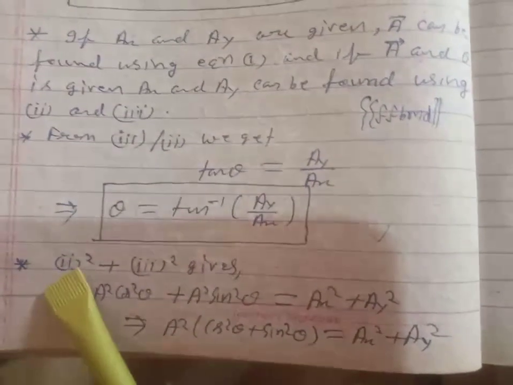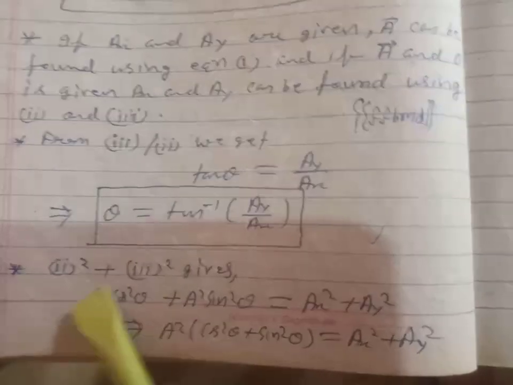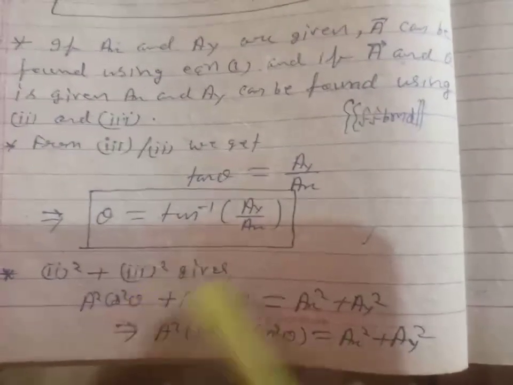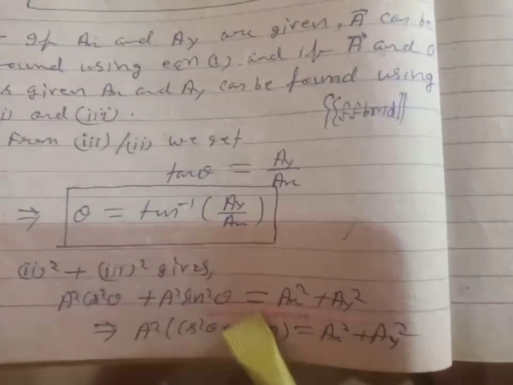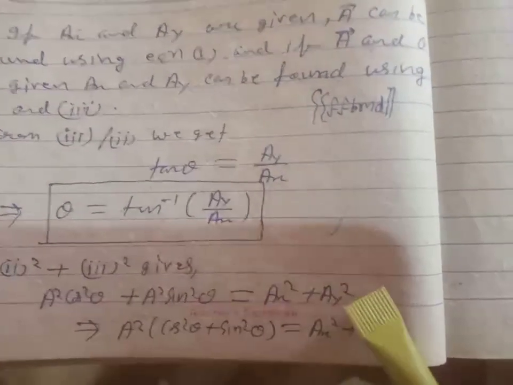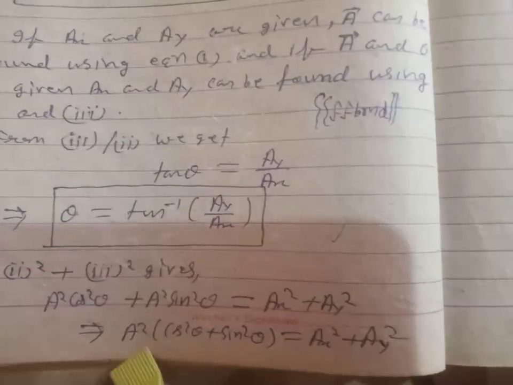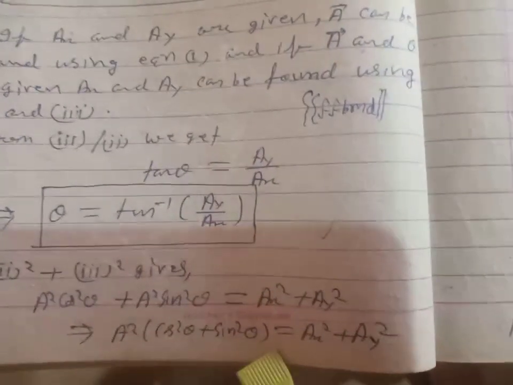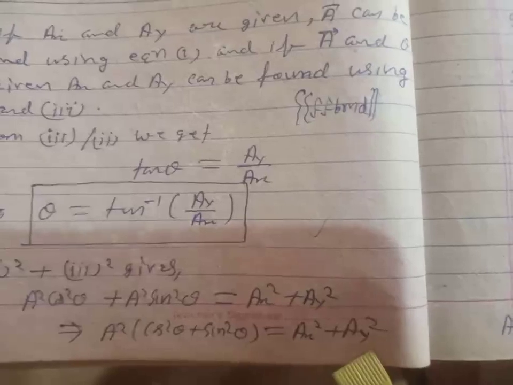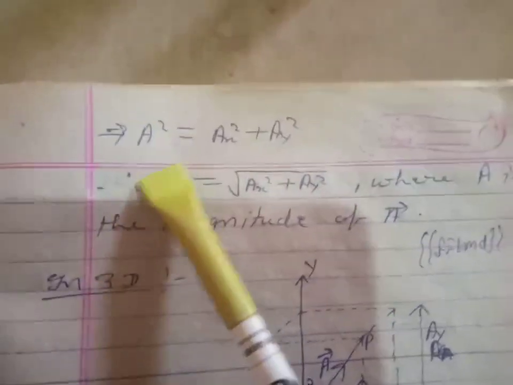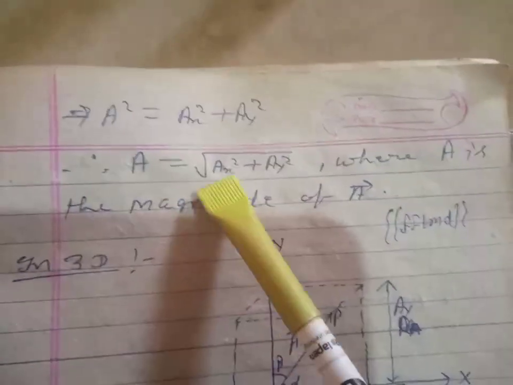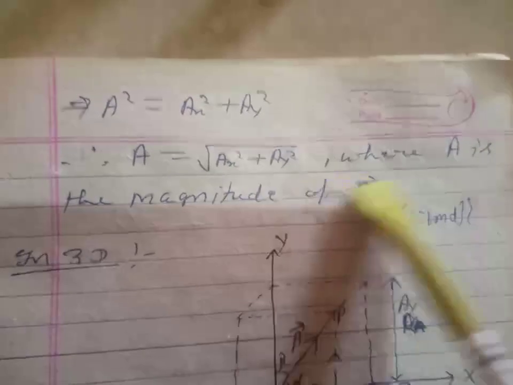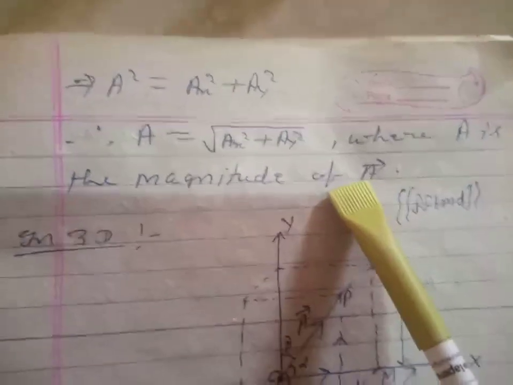Again, the square of equation 2 plus the square of equation 3 gives A square cos square theta plus A square sin square theta equals AX square plus AY square, or A square into cos square theta plus sin square theta equals AX square plus AY square. This implies A square equals AX square plus AY square. Hence A equals under root AX square plus AY square, where A is the magnitude of A vector.